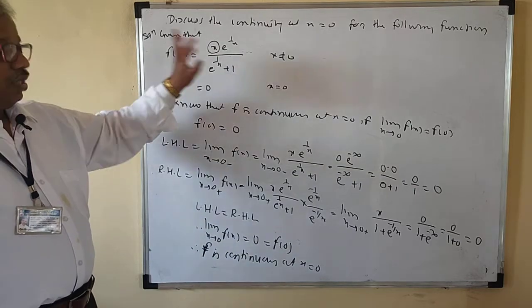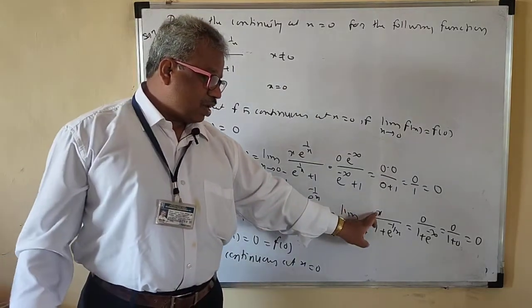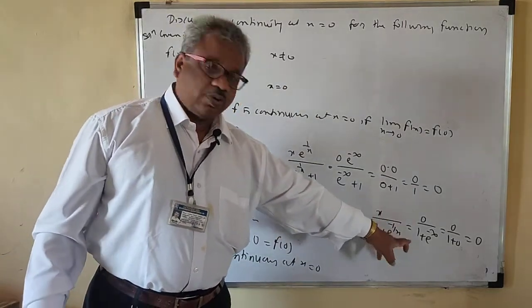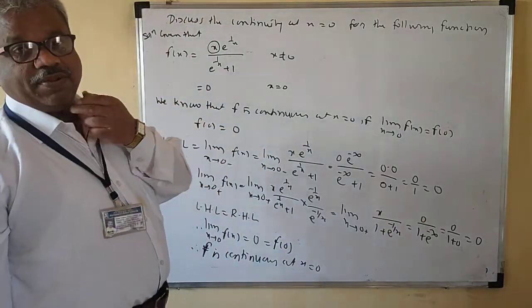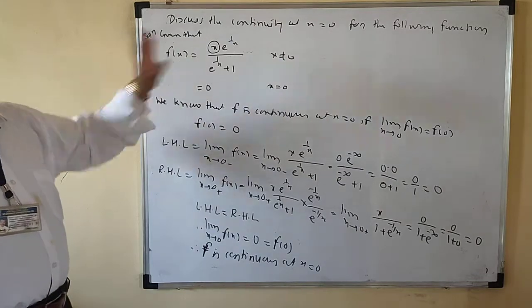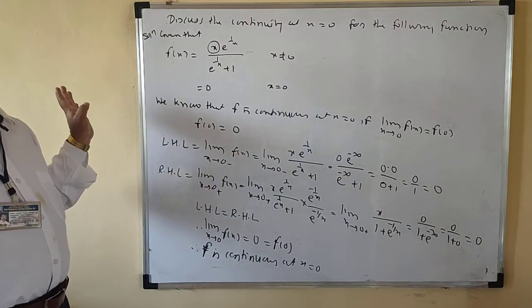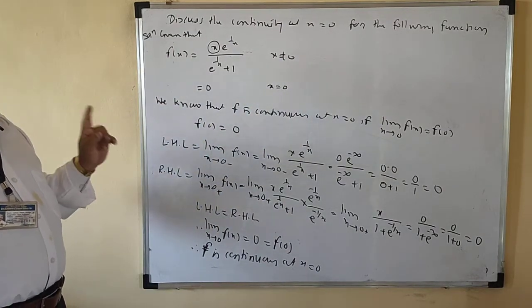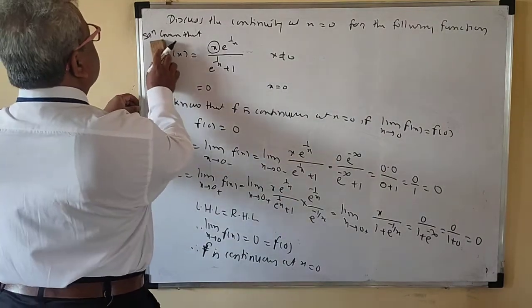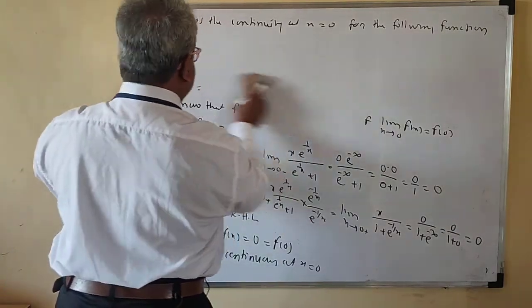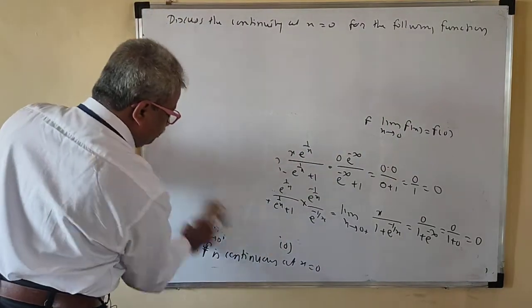Okay, so remember this, because if x is not there, that means this is 1. So 1 upon 1 plus e raised to minus infinity, your right hand limit will be 1. So if x is not there, then the function will not be continuous. But if x is there, then the function is continuous.